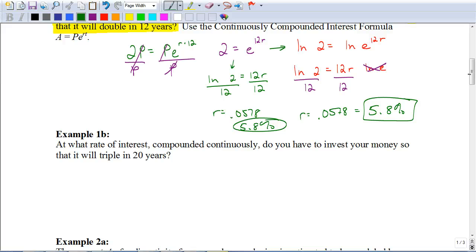So why don't you guys use either method to try out example 1b here. Write this down, pause the video, and hit play when you're ready to check your answer.